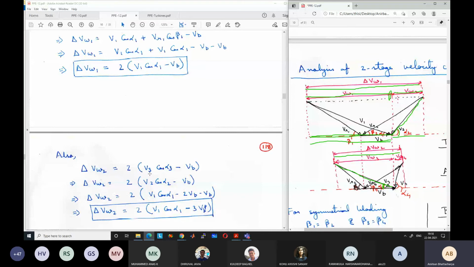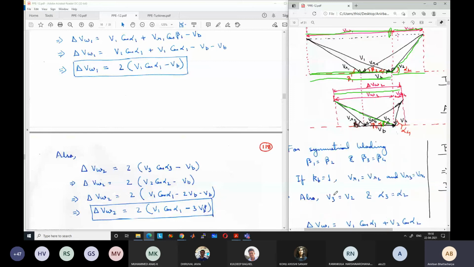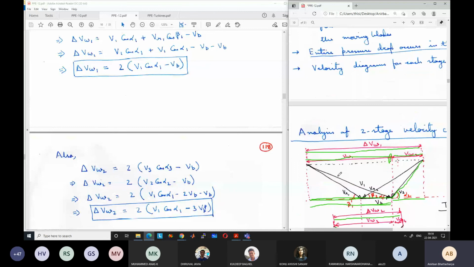Now what is V3 cos alpha 3? We have assumed that V3 is equal to V2. Obviously this will be true because in the fixed blades there is no change in velocity, and we have also assumed that alpha 3 equal to alpha 2. So V3 cos alpha 3 is equal to V2 cos alpha 2. So I can write delta VW2 as 2 V2 cos alpha 2 minus VB. What is V2 cos alpha 2? This one. This is V2 cos alpha 2.